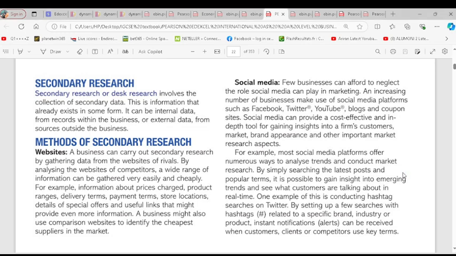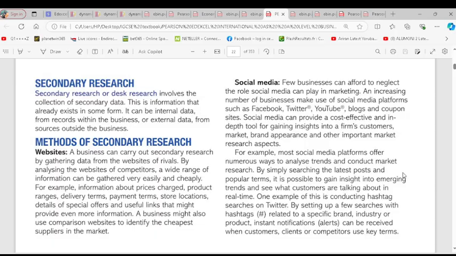So we continue with market research. Today we want to talk about secondary research. We did primary research, which is first-hand research, where you get the information first-hand from the field. You get information maybe through a questionnaire, a face-to-face interview, or a telephone conversation.